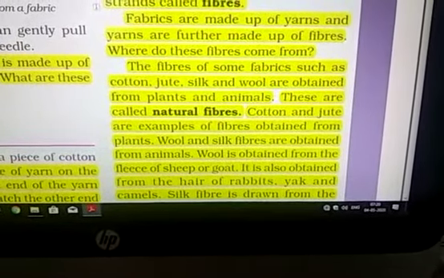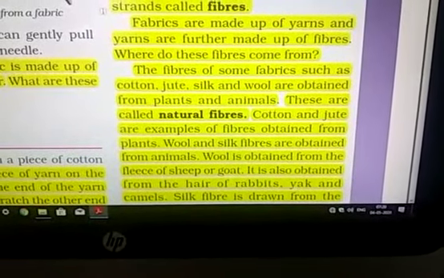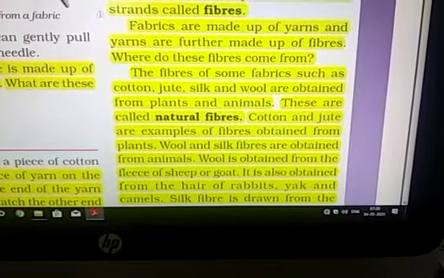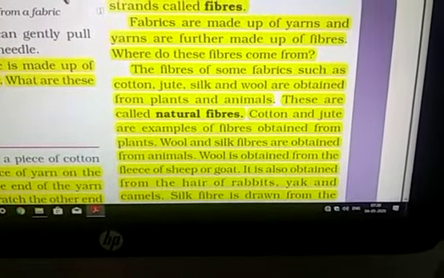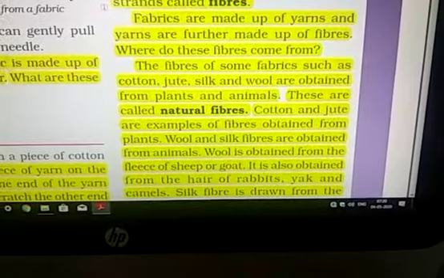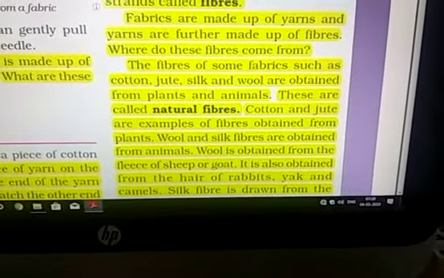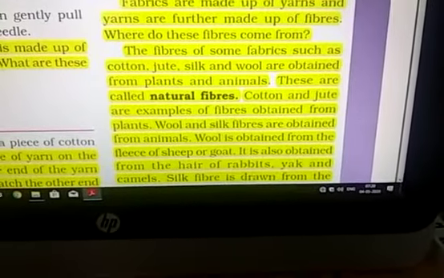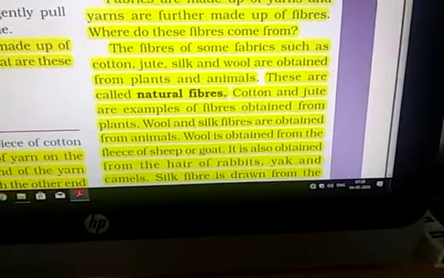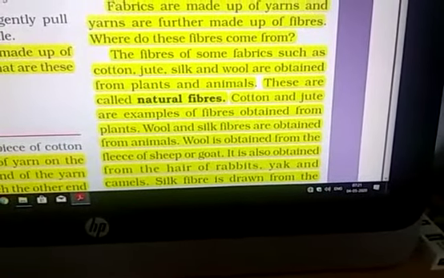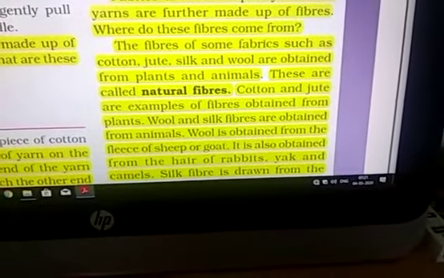So our natural fibers are of two types. We obtain from the plant, they are known as plant fiber, for example, jute, hemp, cotton, coir, etc. And the fiber we get from the animal, that is known as animal fiber. Wool and silk are the examples of animal fiber.